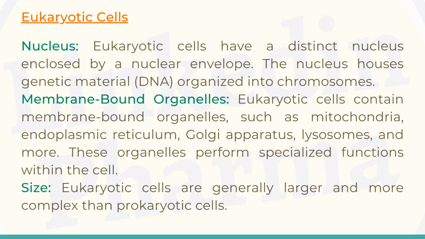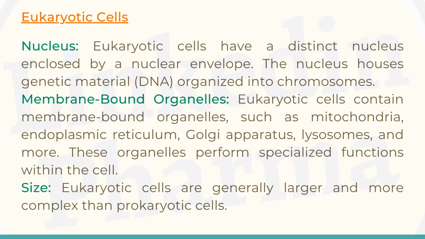Eukaryotic cells. Nucleus. Eukaryotic cells have a distinct nucleus enclosed by a nuclear envelope. The nucleus houses genetic material, DNA, organized into chromosomes. Membrane-bound organelles. Eukaryotic cells contain membrane-bound organelles, such as mitochondria, endoplasmic reticulum, Golgi apparatus, lysosomes, and more. These organelles perform specialized functions within the cell.